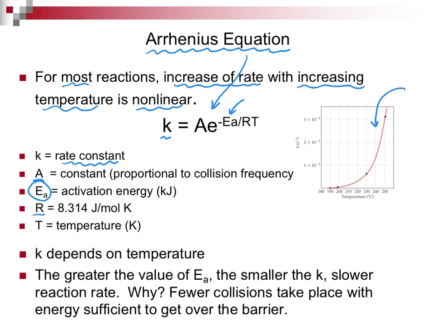R comes to us from the gas law. This time we use the energy unit. And T is going to be in terms of temperature Kelvin, so it matches the ideal gas law. So now you can really see that K does depend on temperature. The greater the value of EA, the smaller the K. Well, it's a higher hill to climb, and the slower the reaction rate. Why is that? Well, there are fewer collisions that take place with sufficient energy to go over the barrier.